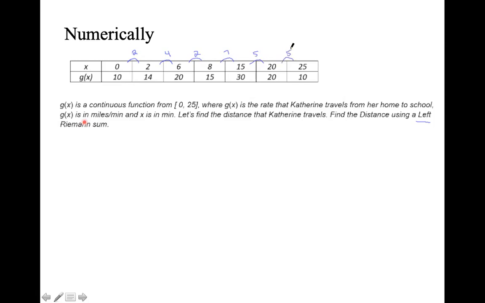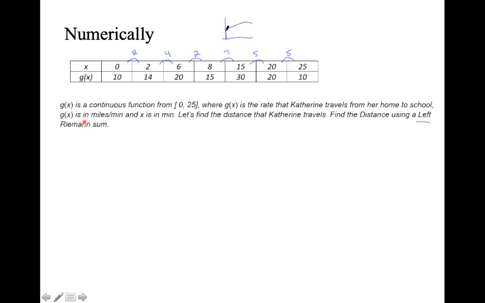All right, now we want to use a left Riemann sum. So if I think for a minute, if I did graph these, let's just draw a little graph. It looks like they are increasing. This first one, at 0, I'm at 10. At 2, I'm at 14, 20, and so forth. And then it starts to back down.